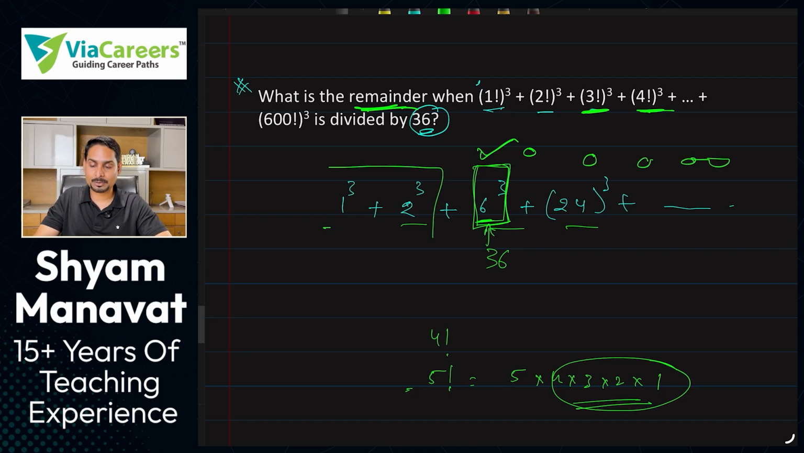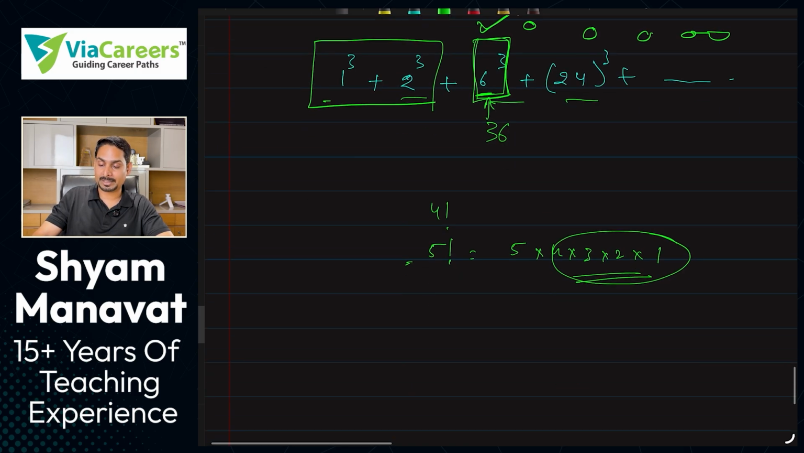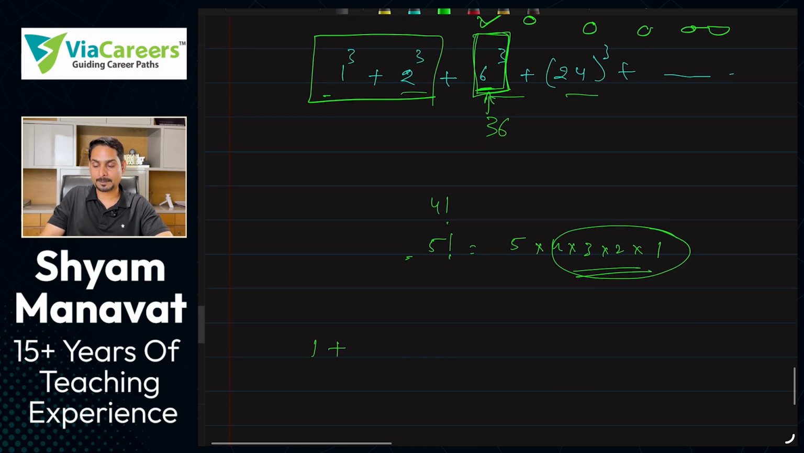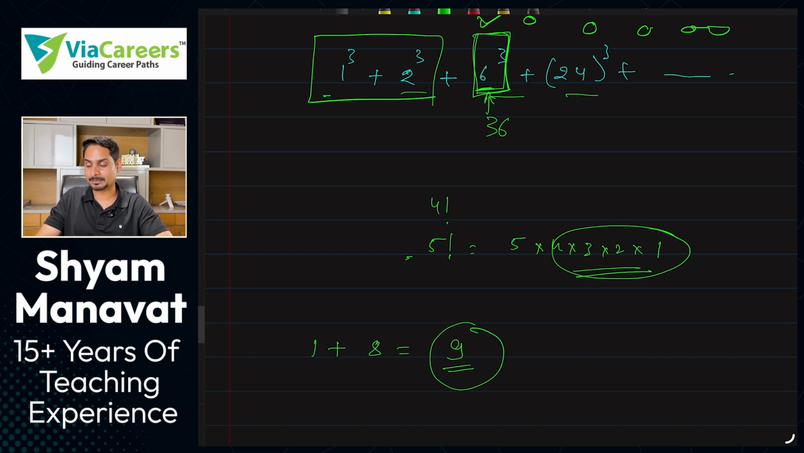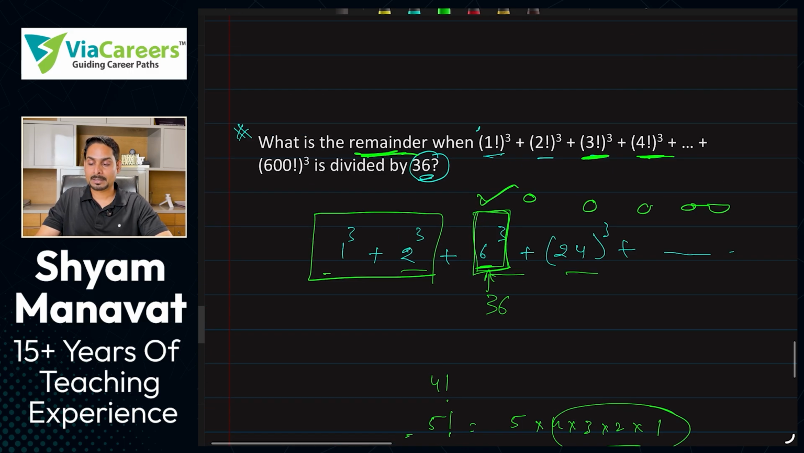So that means you got to calculate only for 1 cube and 2 cube. So what is 1 cube? 1. 2 cube is what? 8. 1 plus 8, 9. It is still less than 36. So answer is going to be 9. So what is the remainder when this series is divided by 36?